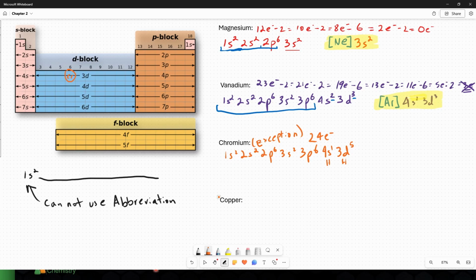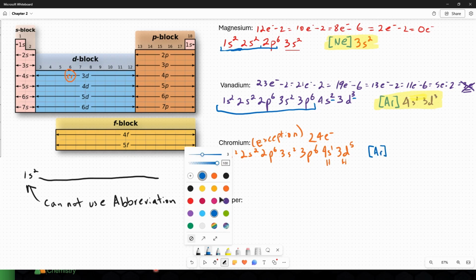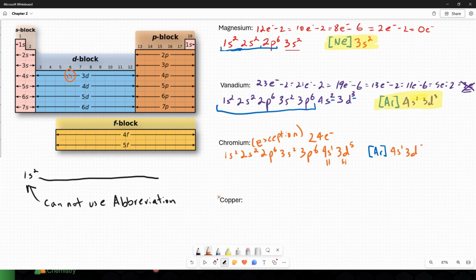This makes chromium a lot more stable. And so this is the actual electron configuration for chromium, with its noble gas electron configuration being Ar, and then 4s1, 3d5. So make sure you remember this for when they are asking you for the electron configurations for chromium and copper, that you need to remember those exceptions. And we'll do copper next. So half filled, half filled.